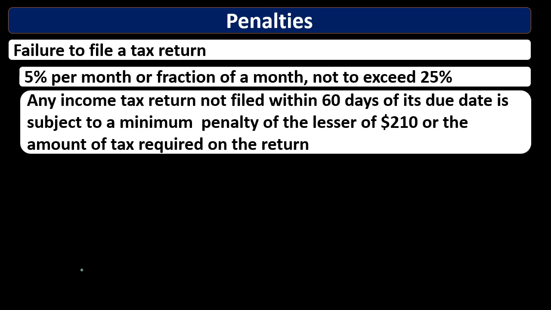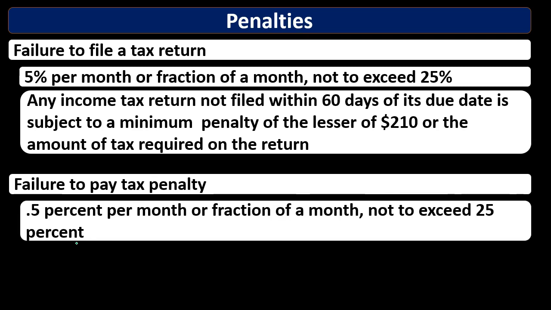So the failure to file tax return penalty is 5% per month or fraction of month, not to exceed 25%. Any income tax return not filed within 60 days of its due date is subject to a minimum penalty of the lesser of $210 or the amount of tax required on the return. So note that the failure to file penalty is going to be different than the payment penalty. Those are two different things. This is just we didn't file the return, and therefore the penalty is based on the filing. Then we have a failure to pay penalty.